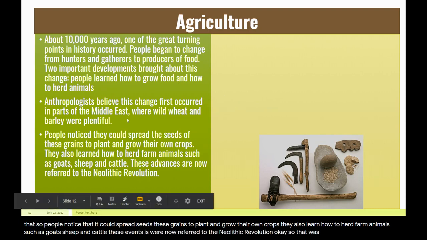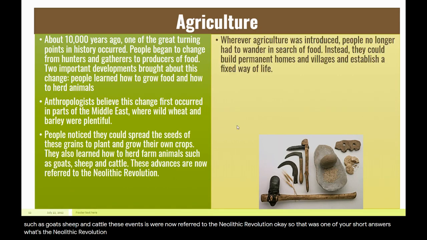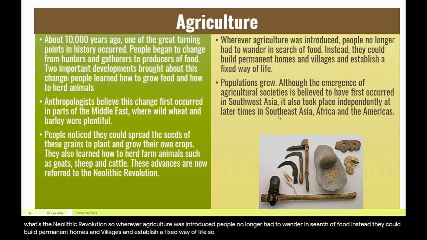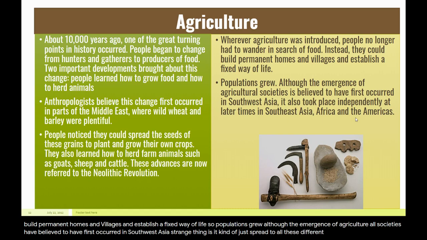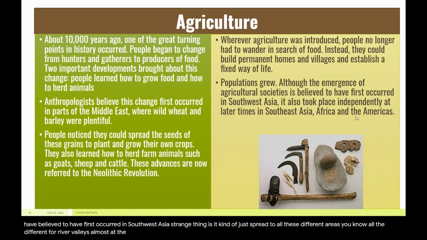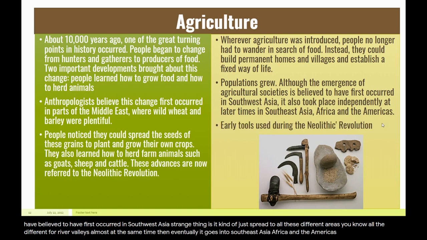Okay, so that was one of your short answers. What's the Neolithic Revolution? So wherever agriculture was introduced, people no longer had to wander in search of food. Instead, they could build permanent homes and villages and establish a fixed way of life. So populations grew, although the emergence of agricultural societies is believed to have first occurred in Southwest Asia. Strange thing is it kind of just spread to all these different areas, all four river valleys almost at the same time. Then eventually it goes into Southeast Asia, Africa, and the Americas.